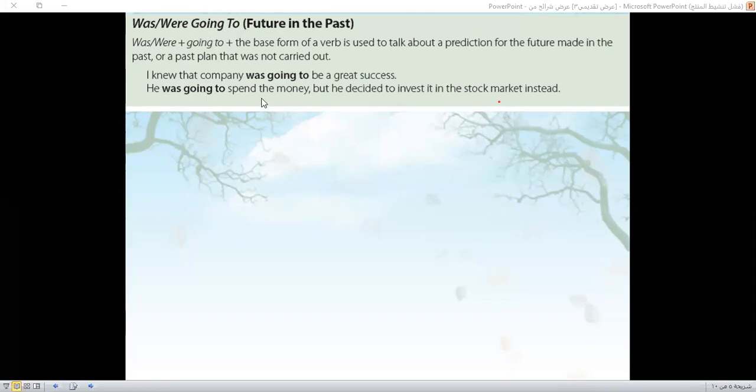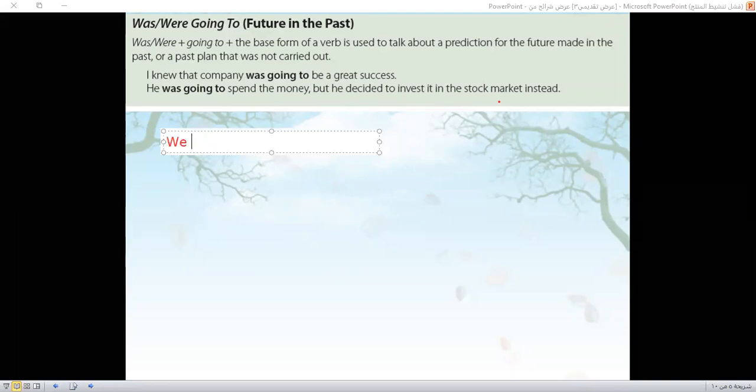He was going to spend the money, but he decided to invest it in the stock market instead. So give me something that you can use as a future in the past, maybe regarding the situation that we have now. You can say we were. Do you have an example, Ragad?